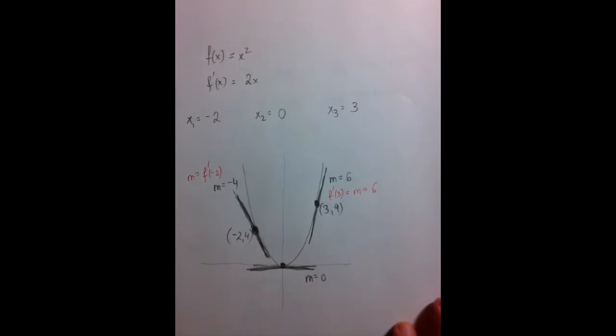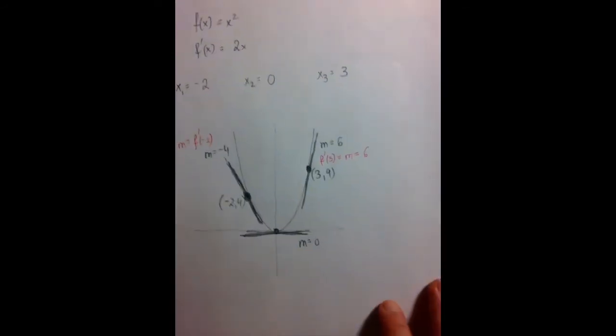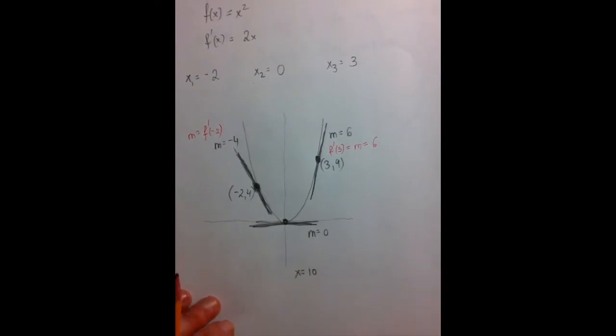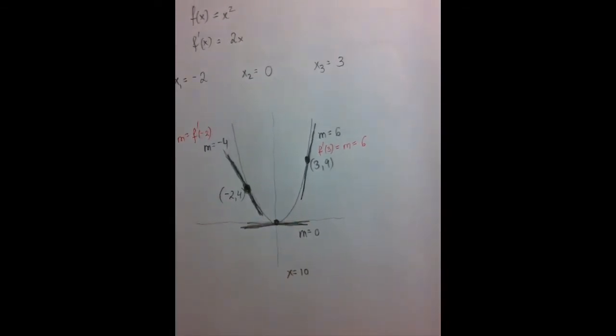Now let's pick another value, say x equals 10. If we are asked to write the equation of the tangent line that is drawn to this graph at x equals 10, what do we need for a line? We need a point and a slope.